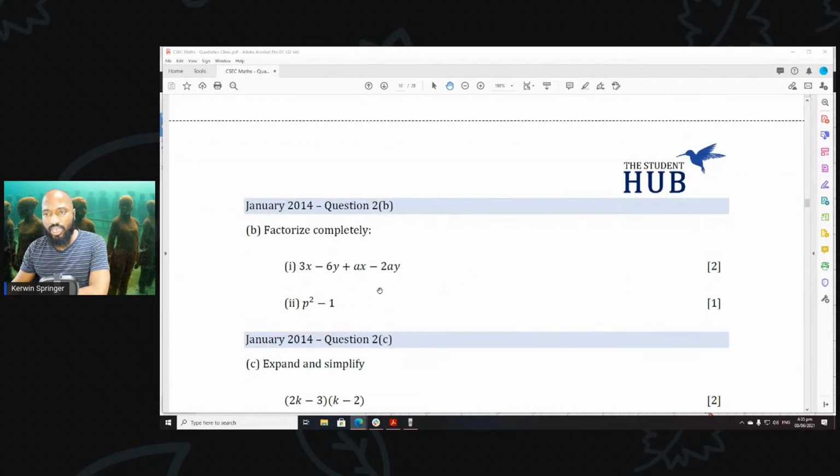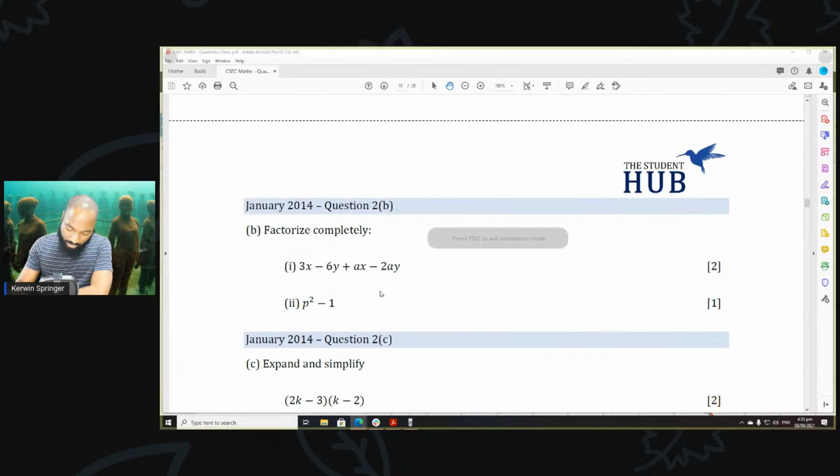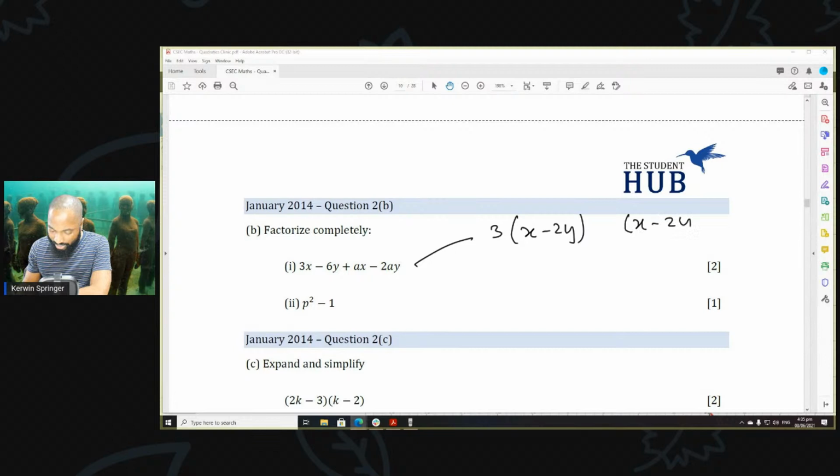Factorize completely 3. Okay, so same thing. So you pull out the 3, end up with x minus 2y. Put back the x minus 2y there. Although this part, you're not supposed to lose any mark in this part. Very easy. 3 plus a, and x minus 2y. Agreed?